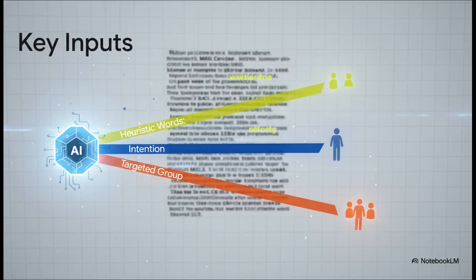So how on earth do you get an AI to read between the lines? Well, you prompt it to act like a detective. Instead of just giving it a thumbs up or thumbs down, you ask it to find specific heuristic words, the little clues in the text. Then you ask it to infer the author's likely intention. And finally, to identify the targeted group. By breaking the problem down like this, you force the AI to analyze the full context, not just the vocabulary. And that leads to a much smarter, more nuanced judgment.